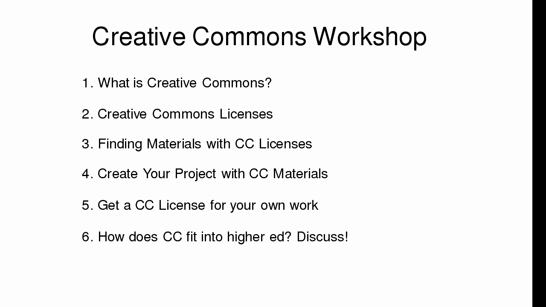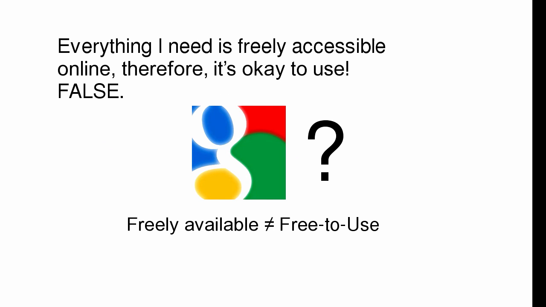So let's get started. Creative Commons is an organization that started in 2001 as a way to define copyright and make it a little more usable. Let's first just talk about kind of the state of things. There tends to be this false assumption that everything freely accessible online is okay to use. So if you can Google an image and find an image, you can use an image, right? Wrong. Just because something's freely available doesn't mean it's free to use.